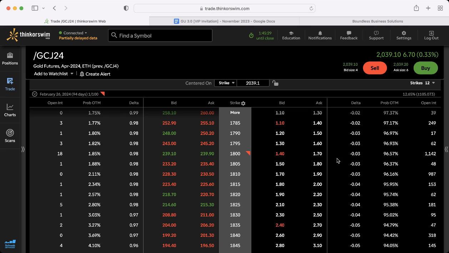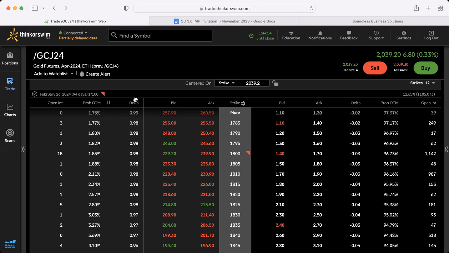We've talked about delta before. Remember, delta is the amount of change that an option will move versus a $1 move in the underlying futures contract. So we want to have low deltas, because if the deltas get high and the futures contract moves, the option price is going to move considerably. Okay, so we don't want high deltas. We want low deltas, and all the puts will always have negative deltas.